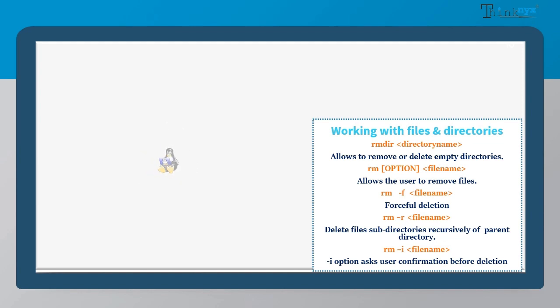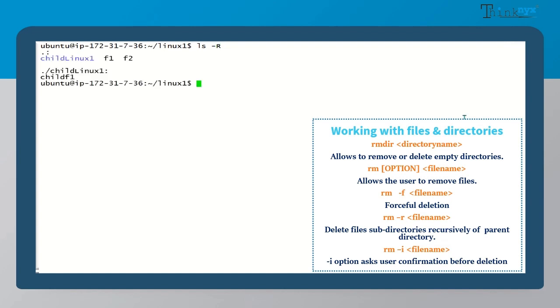Now let's check for the demo of these commands on terminal. Now let's continue with deleting directories and files through terminal. First, let's list the files and directories of Linux1. ls -r. Linux1 contains a subdirectory childLinux1 and files f1 and f2. childLinux1 contains a file childf1 in it.